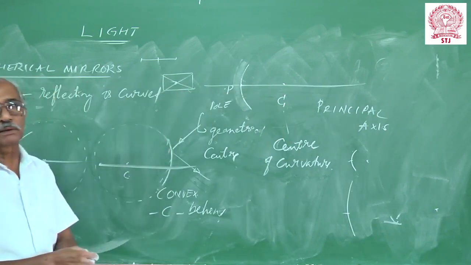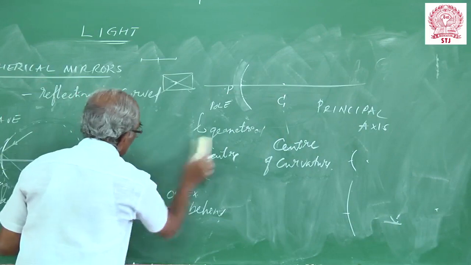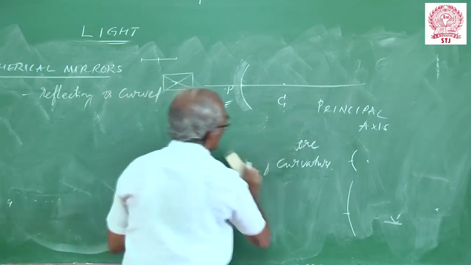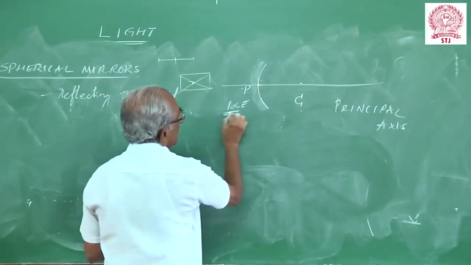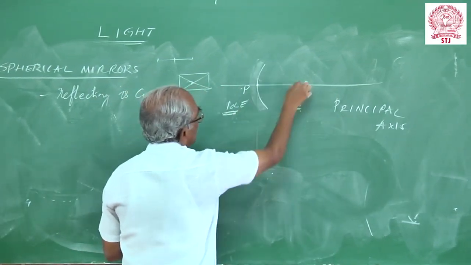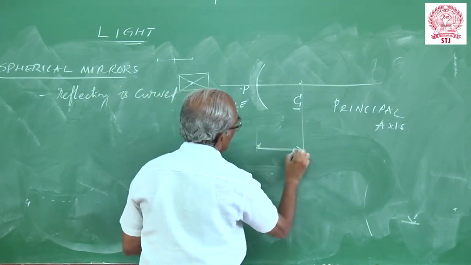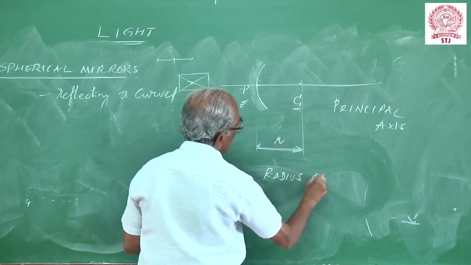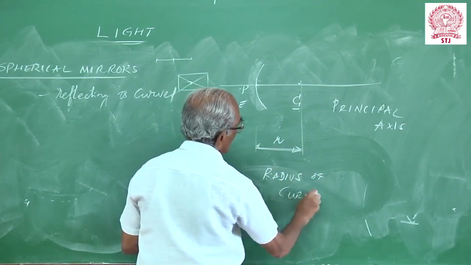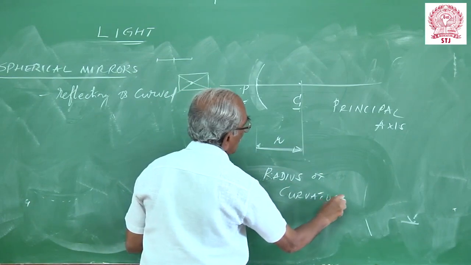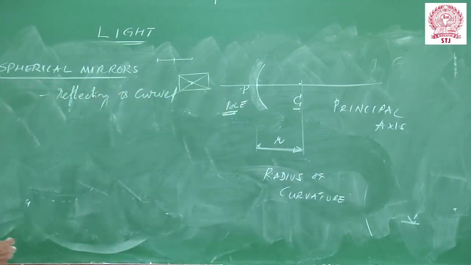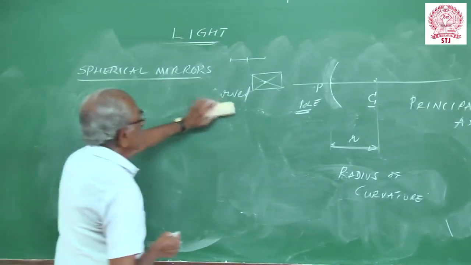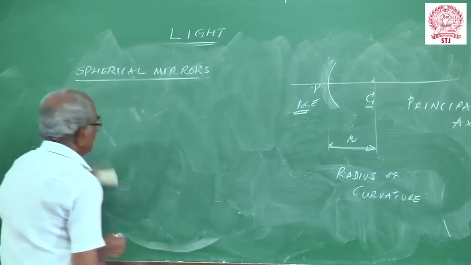Of the mirror, like that. Now here, because these are fixed points: the pole is a fixed point, the center of curvature is a fixed point, and this distance is also fixed. Radius of curvature. Now there is another point with respect to every mirror.